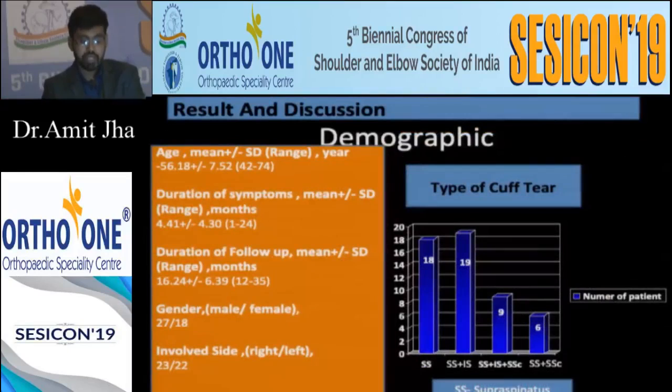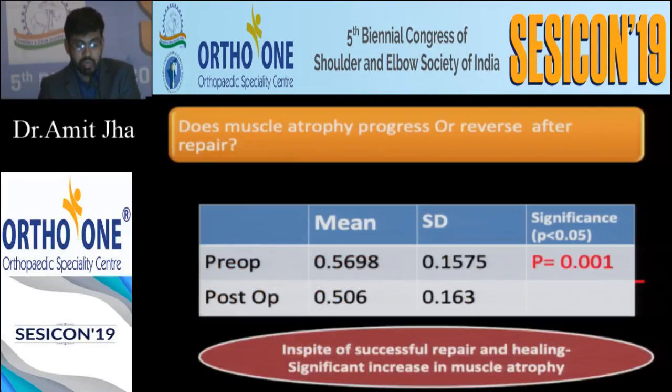So in our results, we found that the mean age of the patients was 56 years with a duration of symptoms of 4 months and a duration of follow-up of 16 months. Of these, 52% had isolated supraspinatus, 18% supra with infraspinatus, 19% all 3 tendon injury, and supra with subscapularis in 6%. For muscle atrophy, the pre-op occupancy ratio was a mean of 0.56, which went to 0.50.